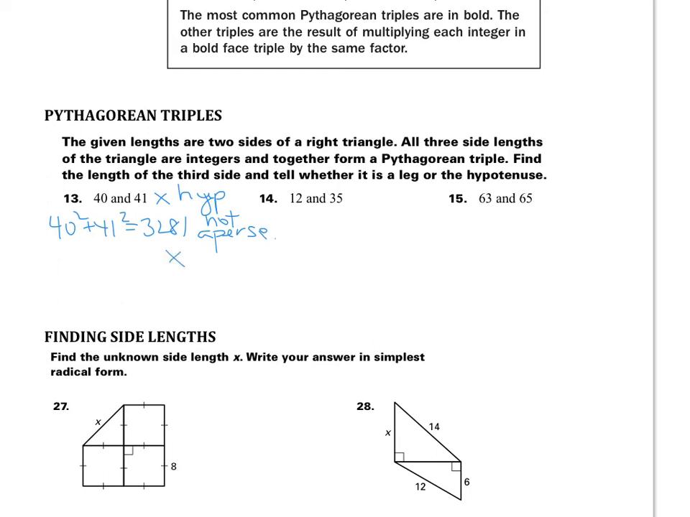And then when x is a leg. So then if x is a leg, the longest piece up here will be the hypotenuse. And when you subtract them, you get 81. So x equals 9, and it would be a leg. So I would test it as a hypotenuse first.